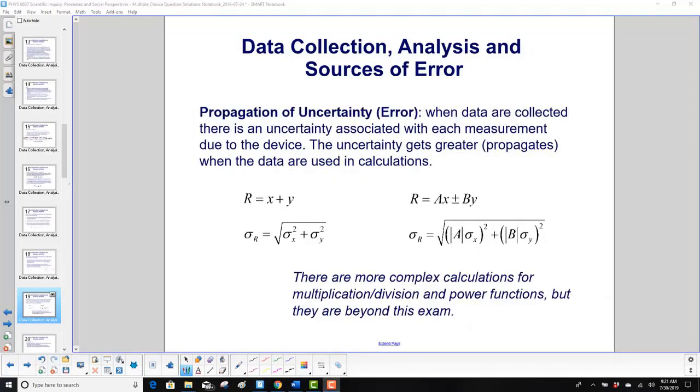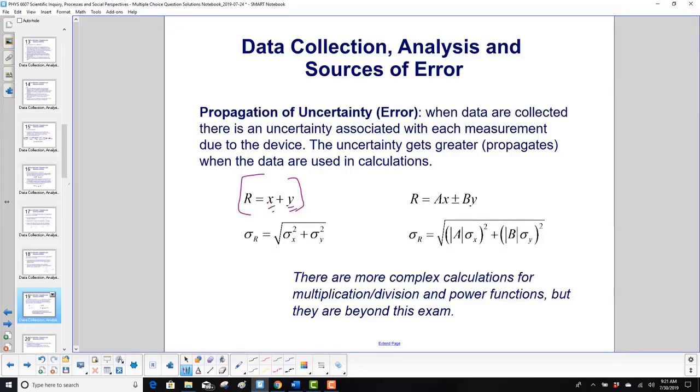There's another concept, which is propagation of uncertainty, or error. When data are collected, there's an uncertainty associated with each measurement due to the device you're using. This uncertainty will get greater, and the other word for that is propagates, when the data are used in calculations. So let's say we're trying to find R, where it's the sum of 2 different measurements. You have an uncertainty associated with each one of these, kind of like an error, and we're going to call that sigma x and sigma y.